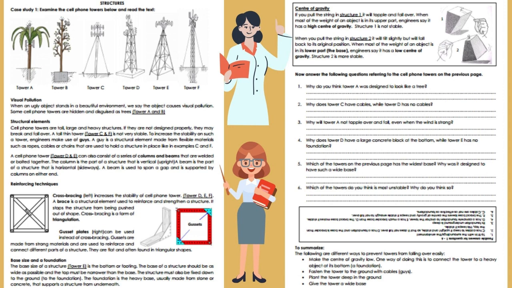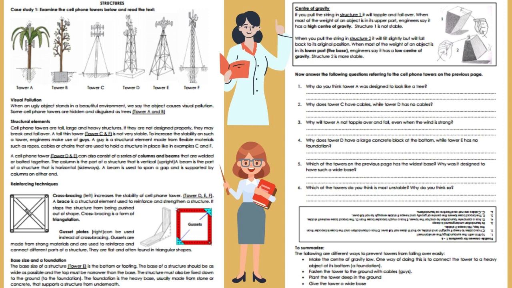Gusset plates, right, can be used instead of cross-bracing. Gussets are made from strong materials and are used to reinforce and connect different parts of a structure. They are flat and often found in triangular shapes.